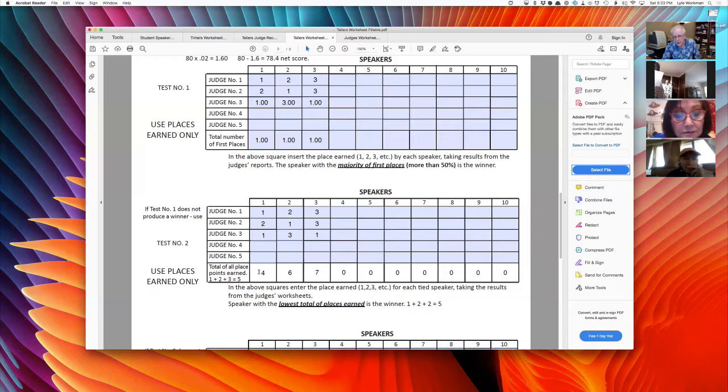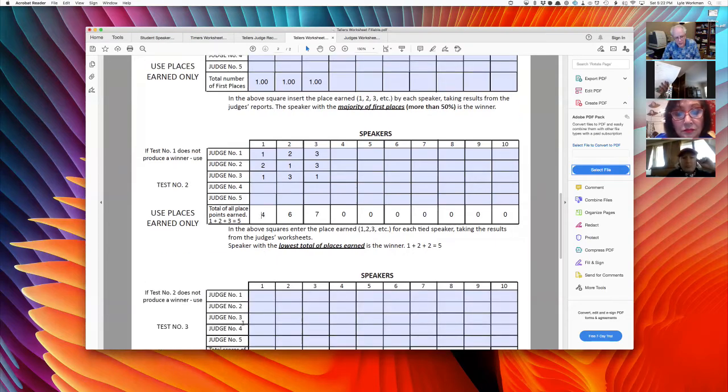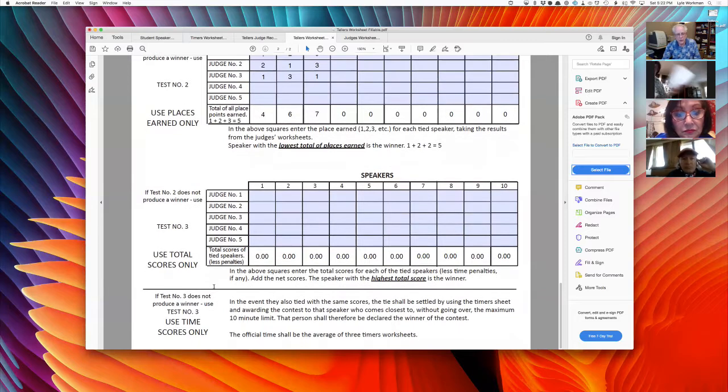Now say 2 people have a 4 for some reason. I don't think it could work out that way in this system, but let's just say it does. We would have to go down to test number 3. And you would only bring down the information for the people who are tied. Say speaker number 1 and speaker number 3 are tied.